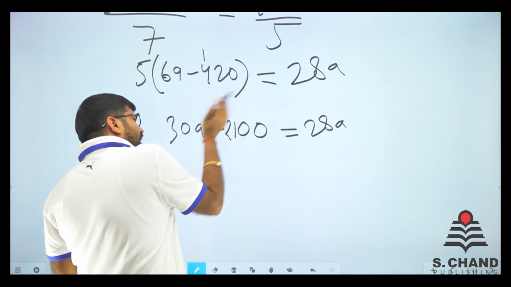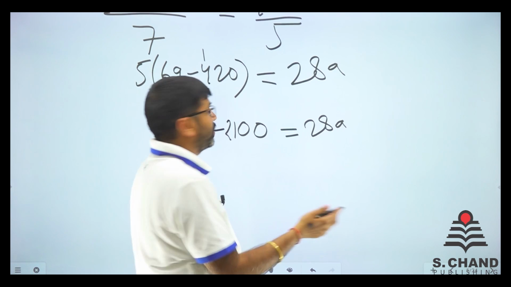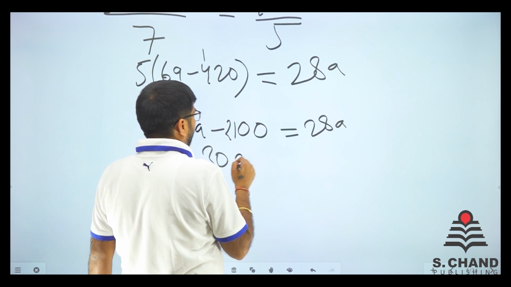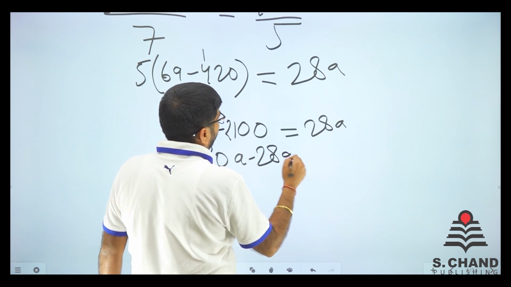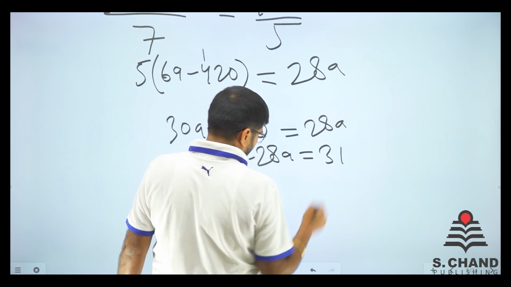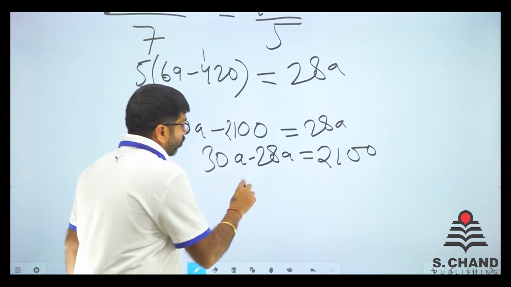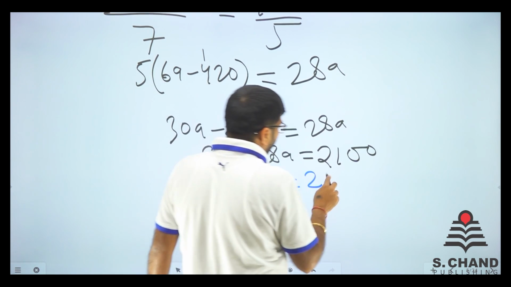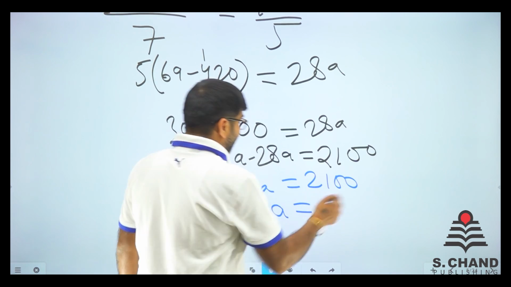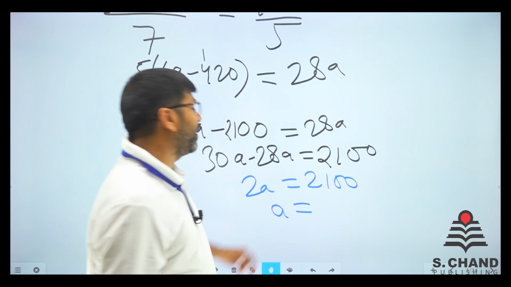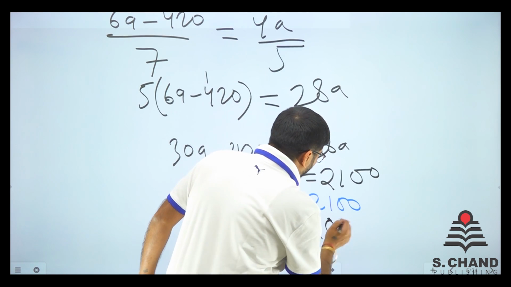So this comes here with minus, this minus goes there plus. So we have got 30a minus 28a is equal to 2100, right? So 2a is equal to 2100. So 2100 divided by 2, that will be 1050.